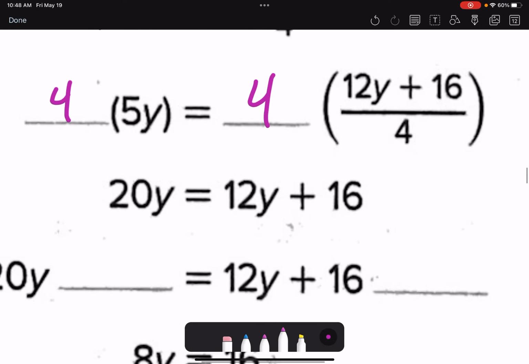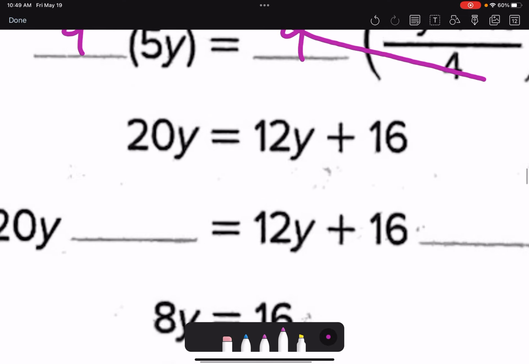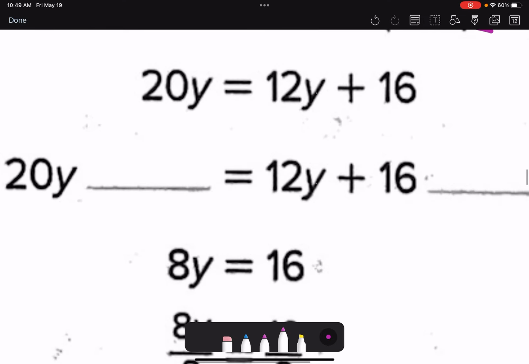And that becomes 20y. And then over here, a big mistake students still make is they say, oh, I multiplied by 4, so I'm going to distribute it again. No. We don't do that. The whole point of multiplying by 4 was because we got rid of the divide by 4. So it's gone, and what's left is 12y plus 16. And so now here is my new equation. It's much prettier, much easier to work with.